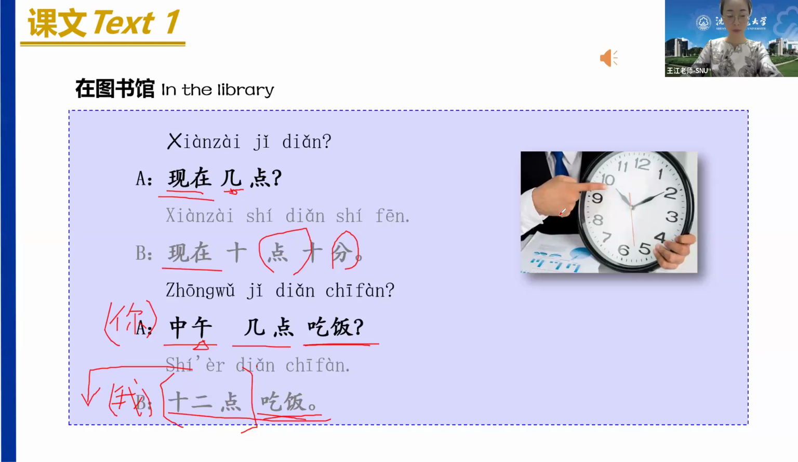课文一 Text 1. 现在几点？ 现在10点10分， 中午几点吃饭？ 12点吃饭。 New words. 现在 现在 点分 分 中 中 午 午 吃 吃 饭。 饭.